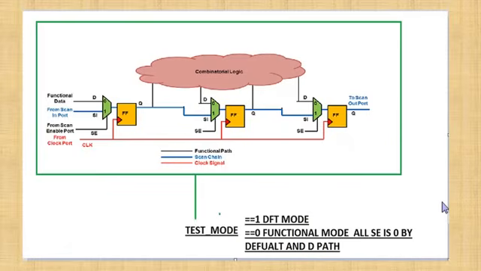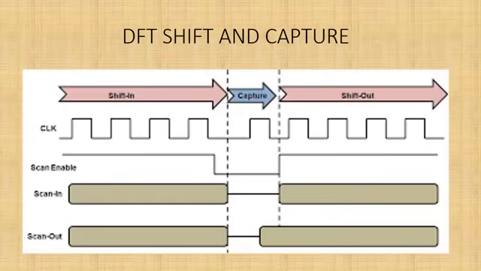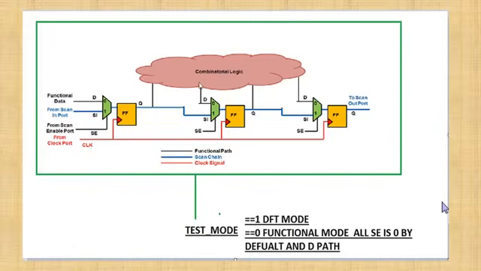Now, when the real design is converted with scan insertion, you have the functional path, which is selected when scan enable is equal to 0, and the SI path when scan enable is equal to 1. You shift the data from input to output of each flop with scan enable equal to 1. You capture the data when scan enable is low, that is, it selects the D path. That is shift in, capture and shift out. Consider I want to detect the fault of the NOT gate which is present over here.